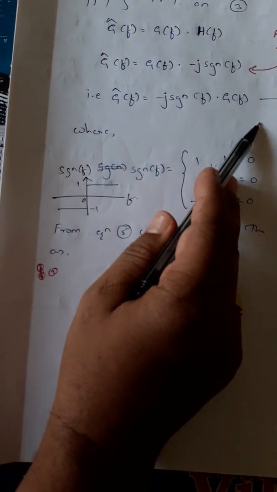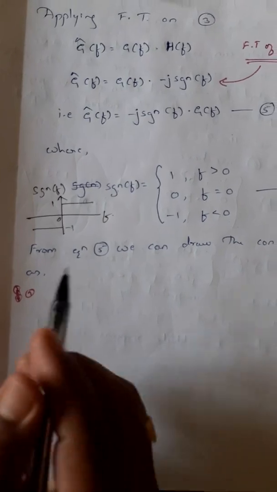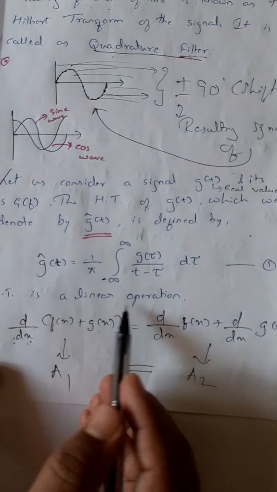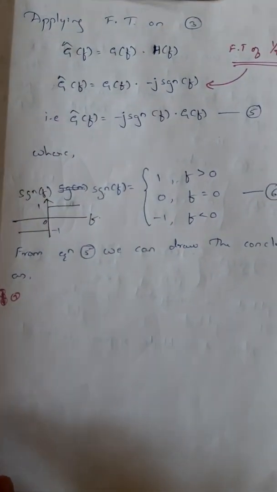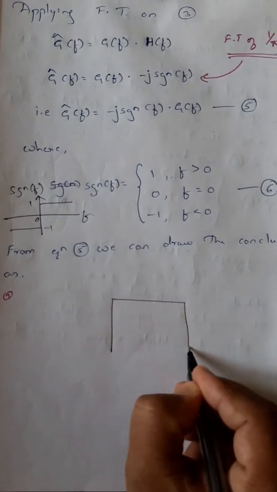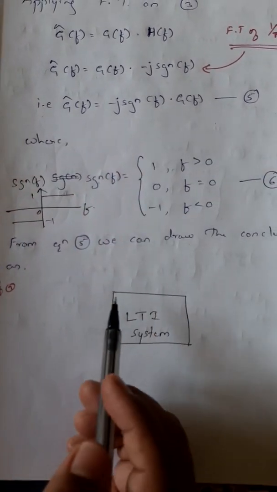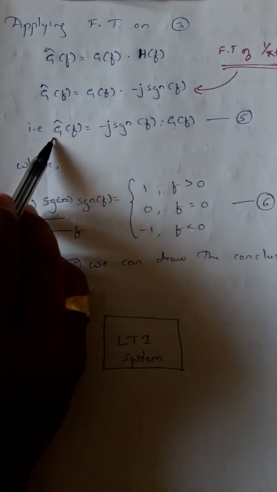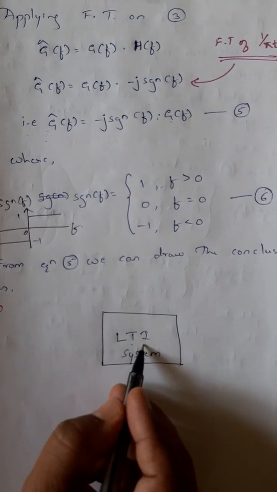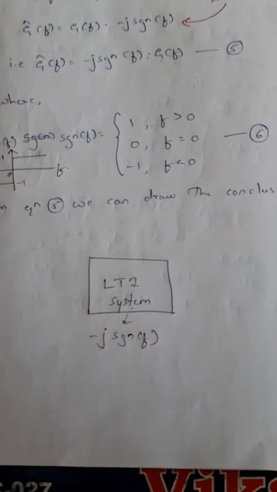This is the Fourier transform of the Hilbert transform g cap of t. As I already told, the Hilbert transform is a linear operation. And now, from this equation 5, there is an LTI system, a linear time invariant system. There is an input signal g of f, and I want to get the output as g cap of f. So it has to pass through some system, which I'm going to call an LTI system, whose transfer function is minus j signum of f.